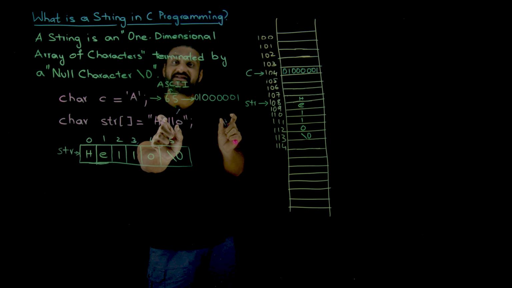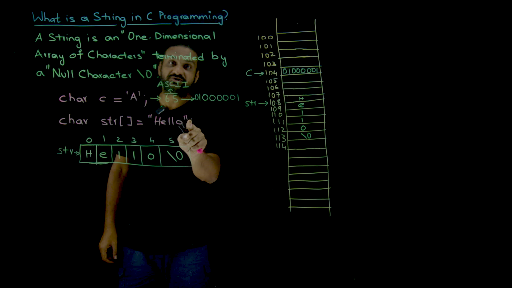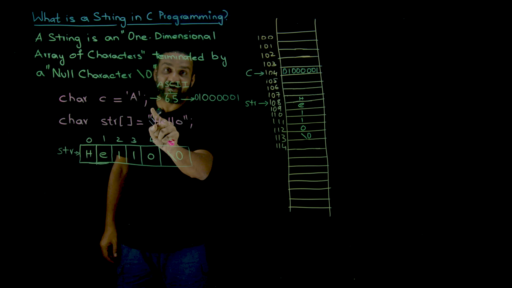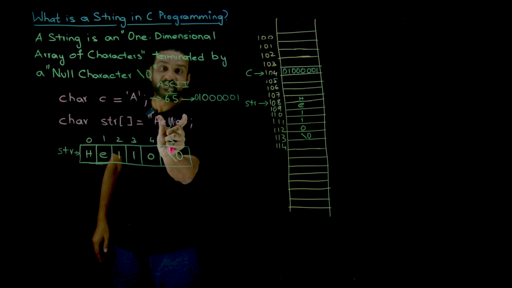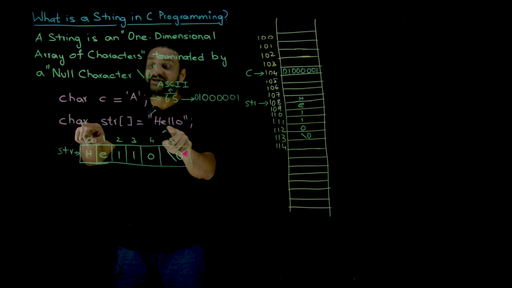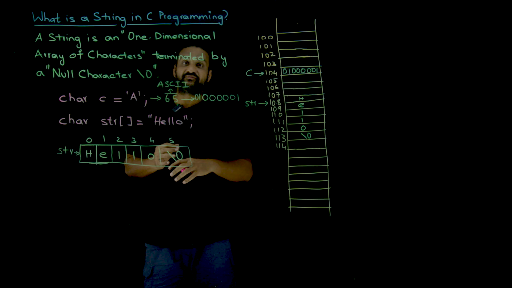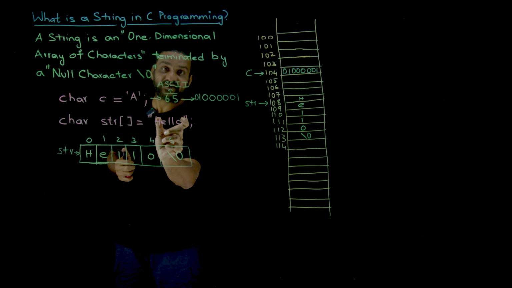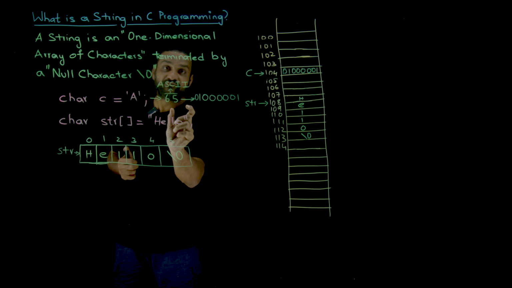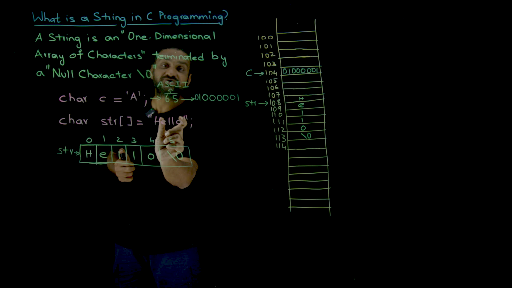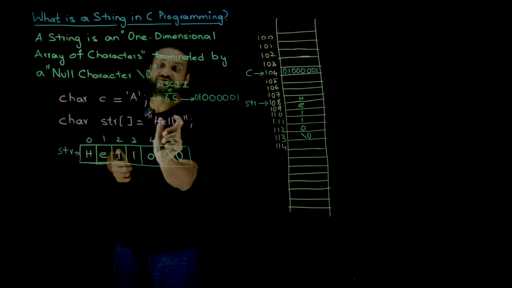And how do we assign the values into these arrays? We will provide the value of the string in double quotes. Whenever we provide the value of a string, which is a sequence of characters, in double quotes, the compiler will consider this declaration as a string. Whenever we assign values to a character, we use single quotes. Whenever we assign a value to a string, we use double quotes. So here single quotes are used for a character, and here double quotes are used for a string.